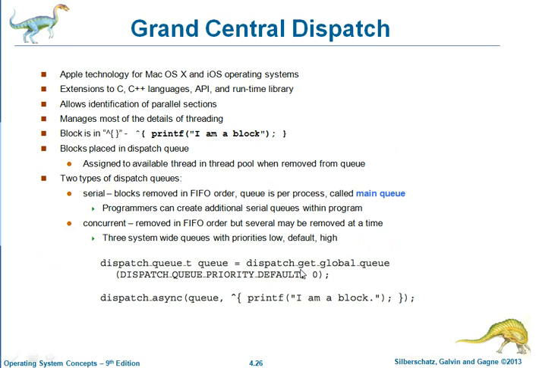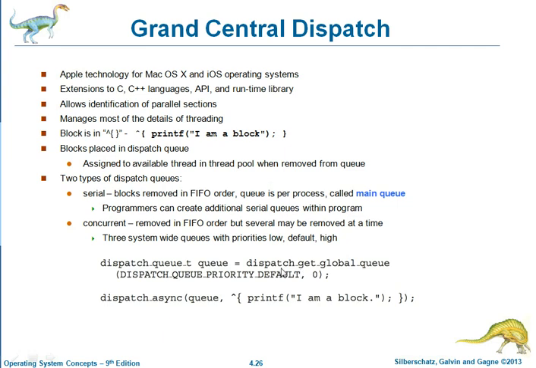The Grand Central Dispatch, or GCD. This is a technology for Apple's Mac OS X and iOS operating systems. This is a combination of extensions to the C language, an API, and a runtime library that allows application developers to identify sections of code to run in parallel. Like the previous OpenMP concept, GCD manages most of the details of threading.